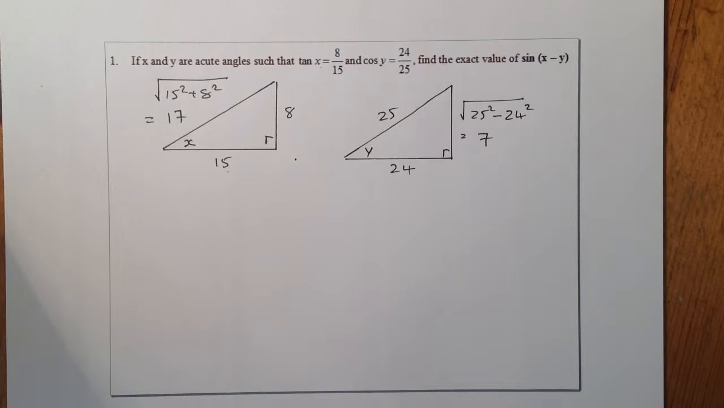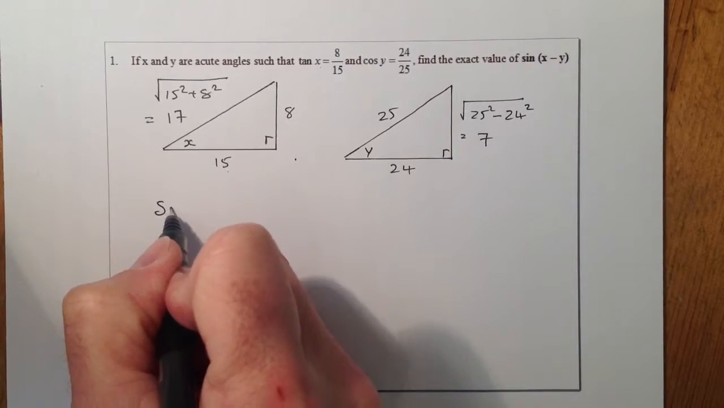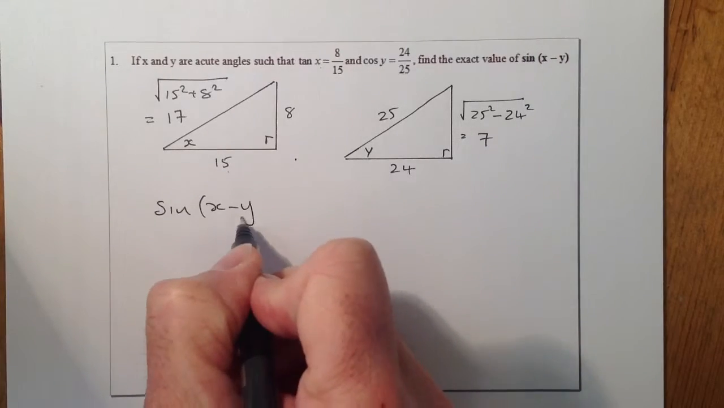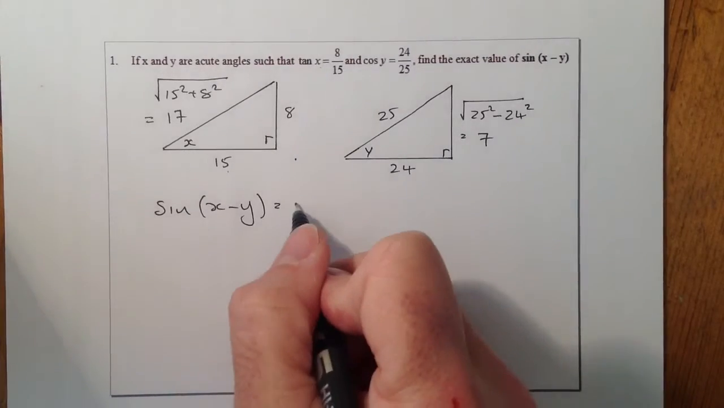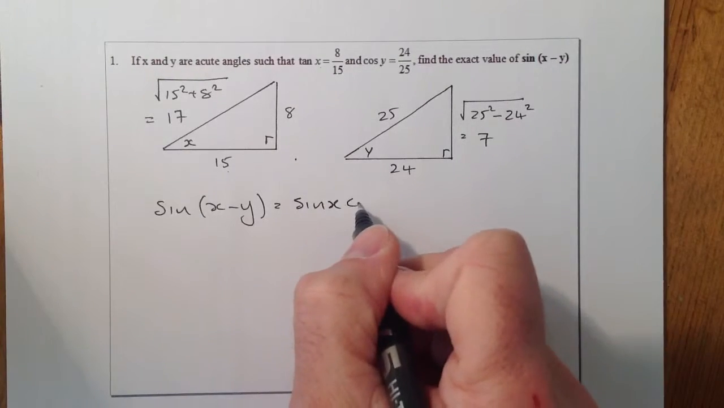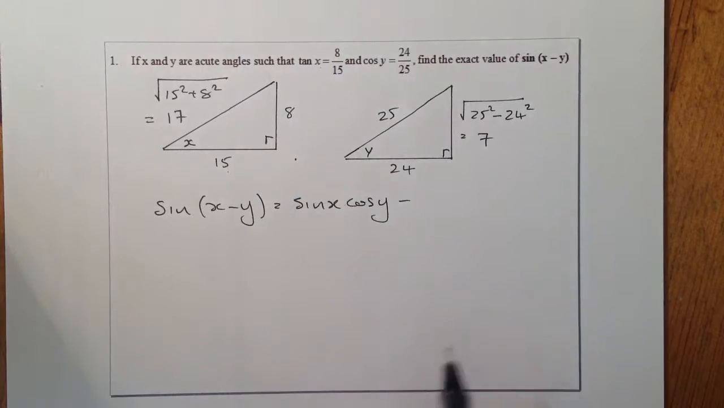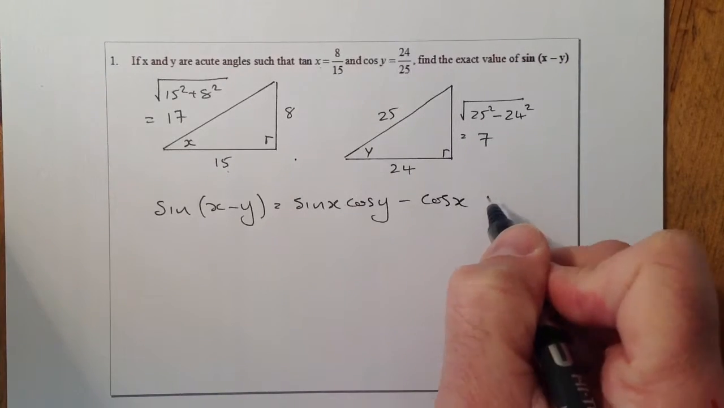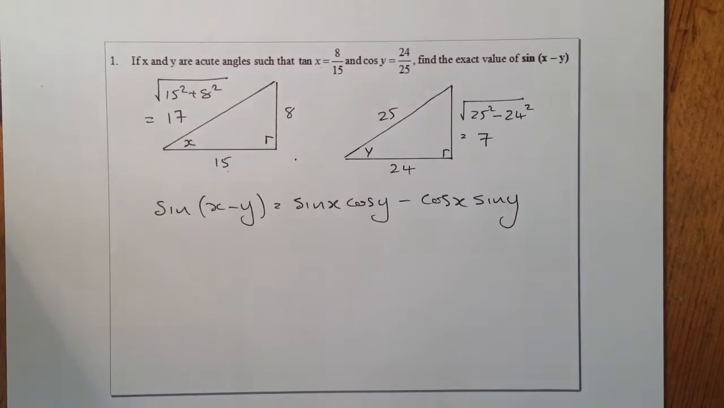So what I've done is worked out both of the missing sides, and now I can expand sin(x minus y). Remember, I'd look at the formula sheet to expand that one out and make sure I get that correct. So what I've got is sin x cos y, the sine stays the same, minus cos x sin y. So that's straight from the formula sheet.